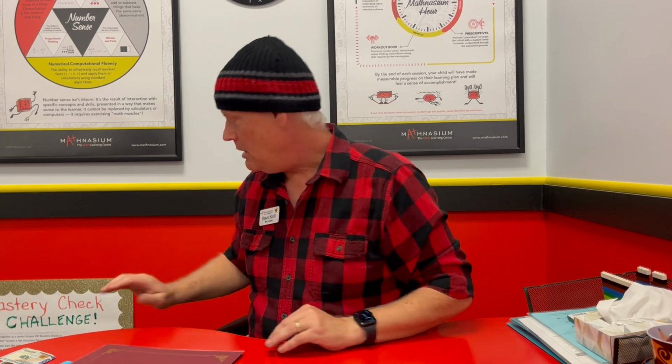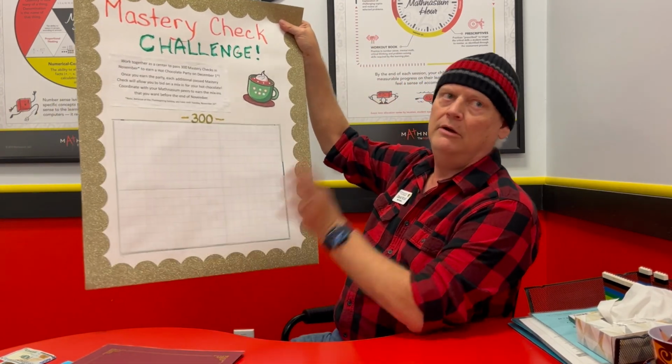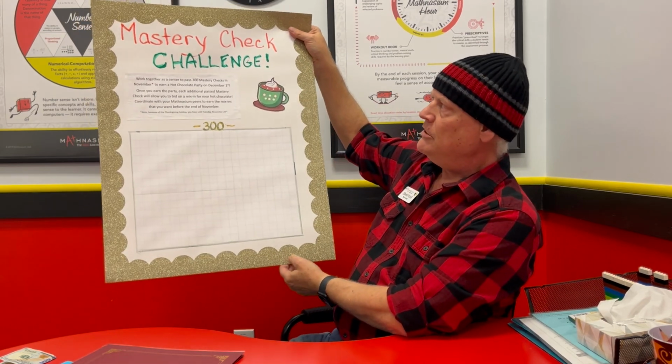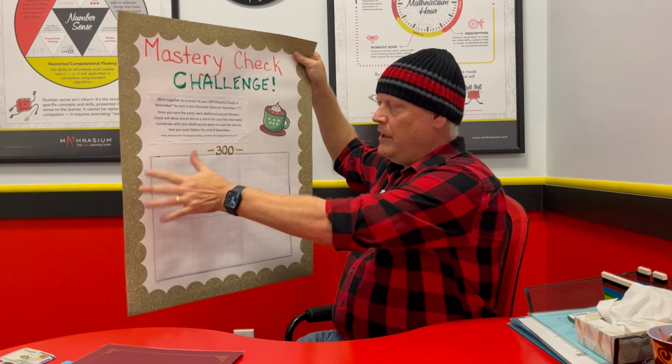Let's do what's next. Let's do fun stuff, since we're kind of talking about fun stuff anyway. We have coming up November. The whole month of November, we're gonna have a fun thing that happens the whole month. It's called a Mastery Check Challenge, and you're gonna see this up in the window by the front door. Whenever you do a mastery check, you're gonna get a star to stick on this chart.